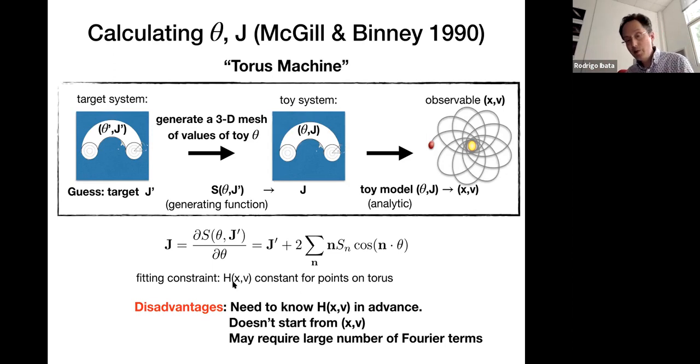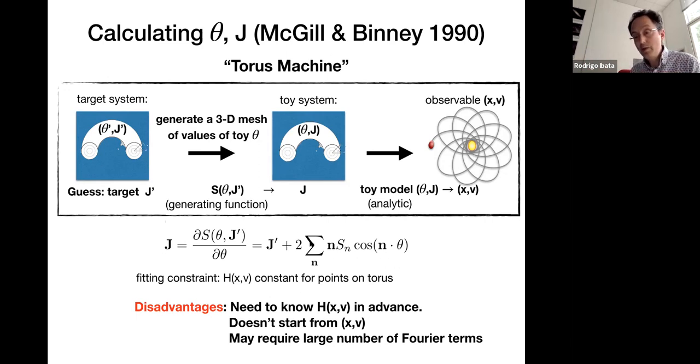And so there are some disadvantages with this technique. Basically, one of them is that you need to know the Hamiltonian in advance, and you can see that you're actually doing this backwards. Generally, what you want is to go from positions and velocities to actions and angles, and it actually goes the other way.